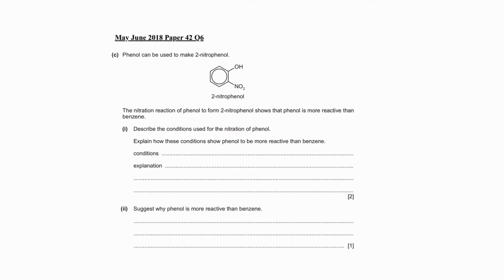The next reaction is May June 2018, paper 42, question 6C. 2-nitrophenol is a product of phenol in a nitration reaction. Phenol is more reactive than benzene in the reaction. The question asks us to show how these conditions show phenol to be more reactive than benzene.